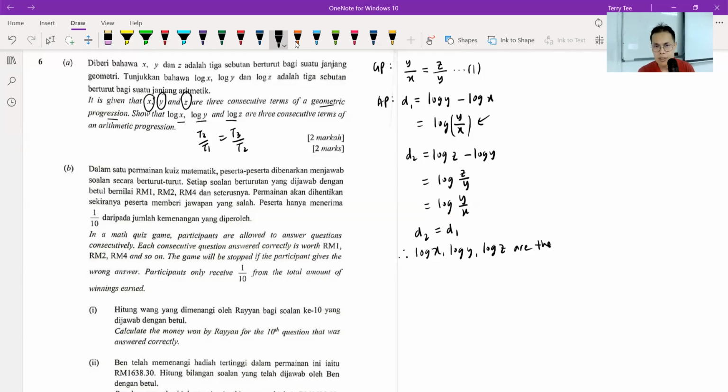three consecutive terms of an arithmetic progression. Well, you don't really have to write this. We can just write shown. So we can show that if D2 equals D1, that means this must be an arithmetic progression.